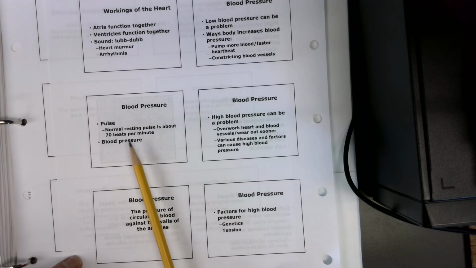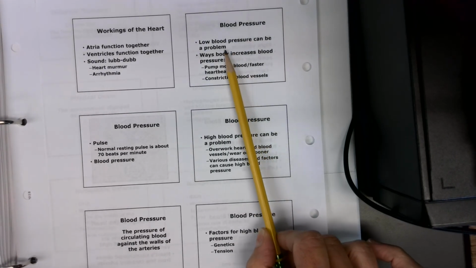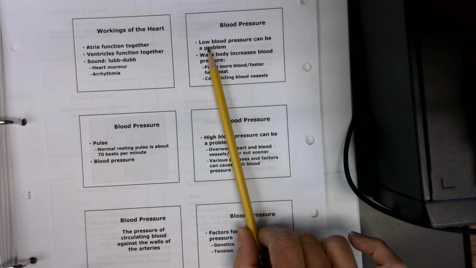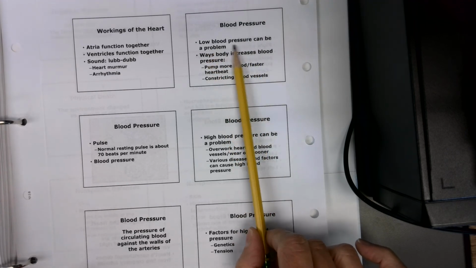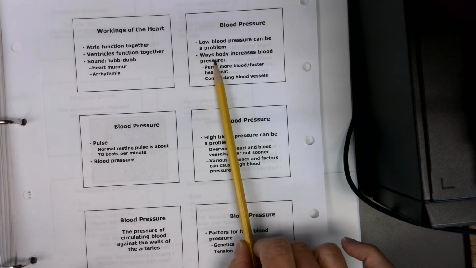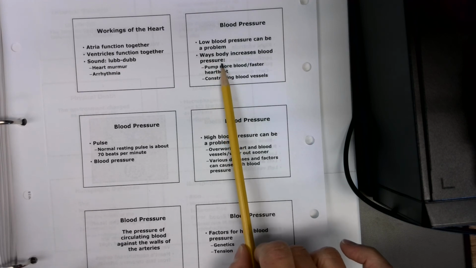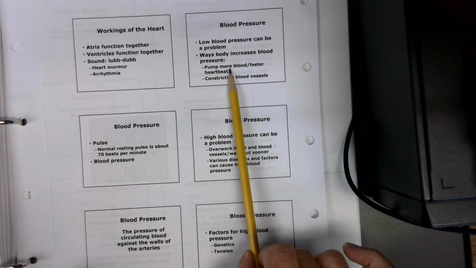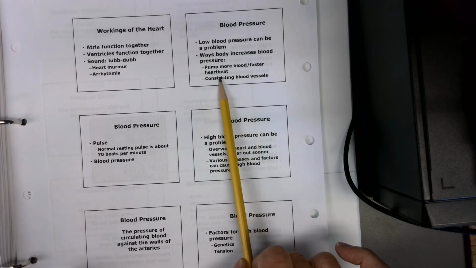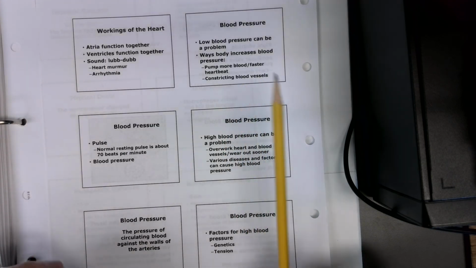Our blood pressure is going to be the pressure that circulates the blood against the walls of the arteries and passes the blood through our bodies. Low blood pressure can be a problem, and high blood pressure can be a problem. Low blood pressure, there are ways to increase the blood pressure by pumping blood faster, getting a faster heartbeat, or constricting, like closing your blood vessels.